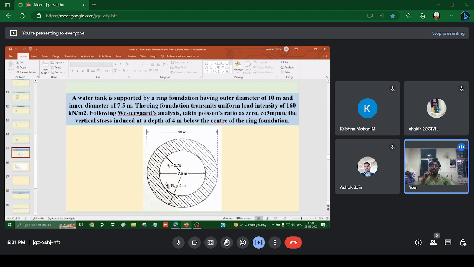Okay. First, draw this diagram and then tell me if you have drawn it. A water tank is supported by a ring foundation. The diameter is given. Outer one is 10, inner one is 7.5.